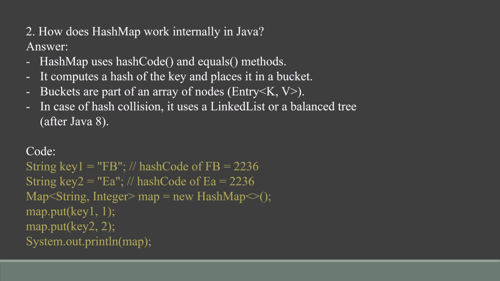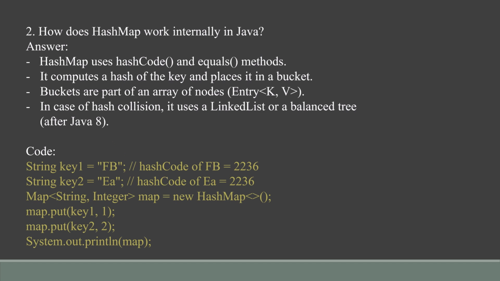Moving towards the next question, how does HashMap work internally in Java? HashMap uses hashcode and equals method. It computes a hash of the key and places it in a bucket. Buckets are part of an array of nodes. In case of hash collision, it uses a linked list, or after Java 8 it uses a balanced tree. So surprisingly here, strings FB and EA produce the same hash code, creating a collision. But since HashMap uses equals method, it treats them as different keys, and that's how HashMap handles collision. This is a very brief answer. We'll cover the whole internal working in detail in our next video.